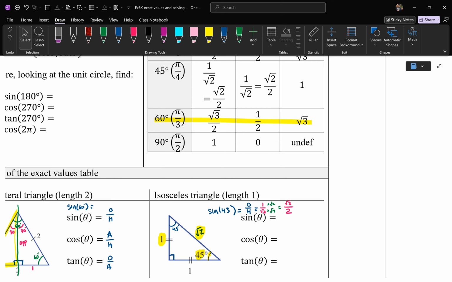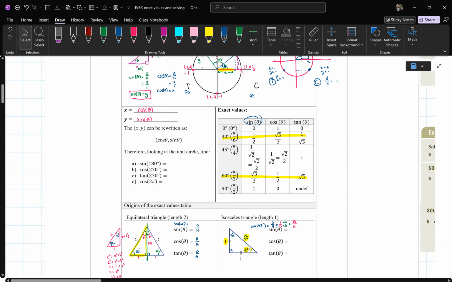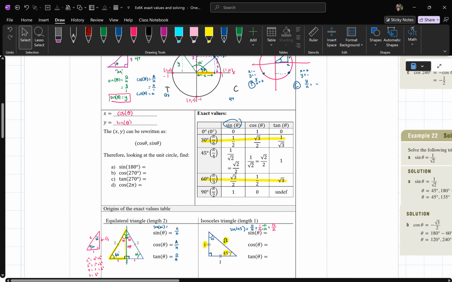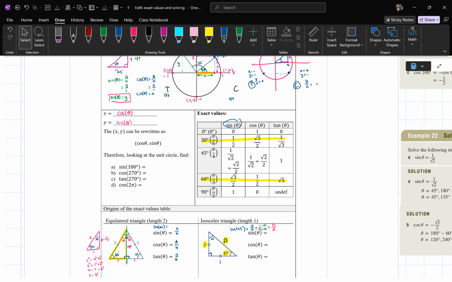Okay? So in exercise 6K, what is it about? It's actually you need to memorize this. Now there is a way that you can memorize. You can either keep drawing these triangles. So some students prefer to draw isosceles triangles and equilateral triangles and figure it out themselves.